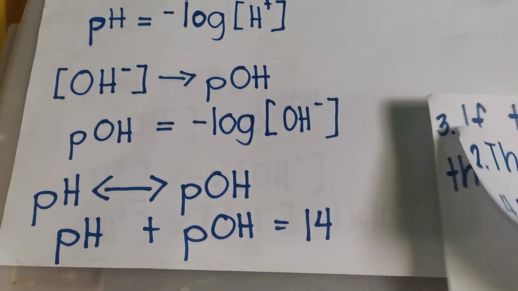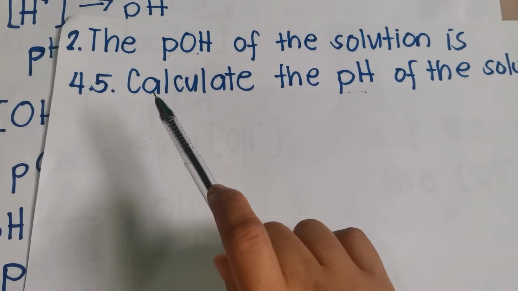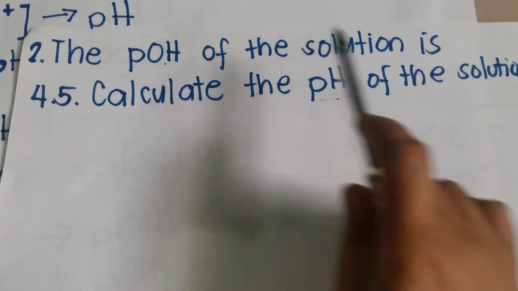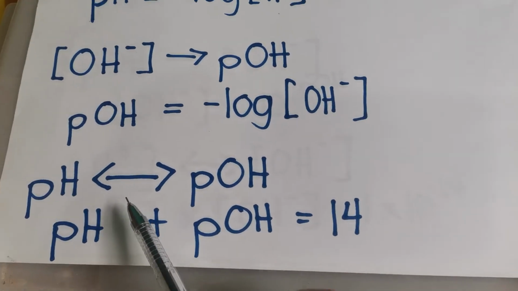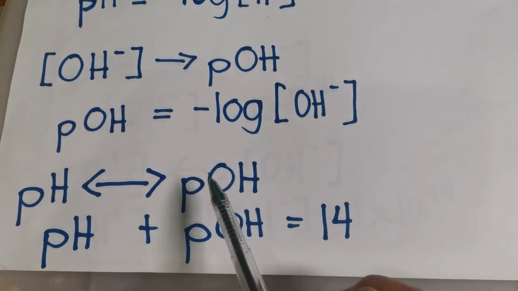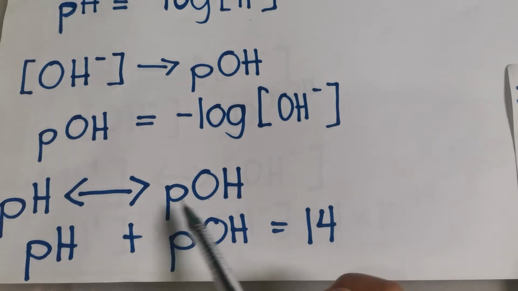So let's go back to the problem. The given is pOH, and we need to find the pH. So pOH to pH. As you can see from the arrow, it's vice versa. It means if we are finding the pH and the given is pOH, we can use this one.